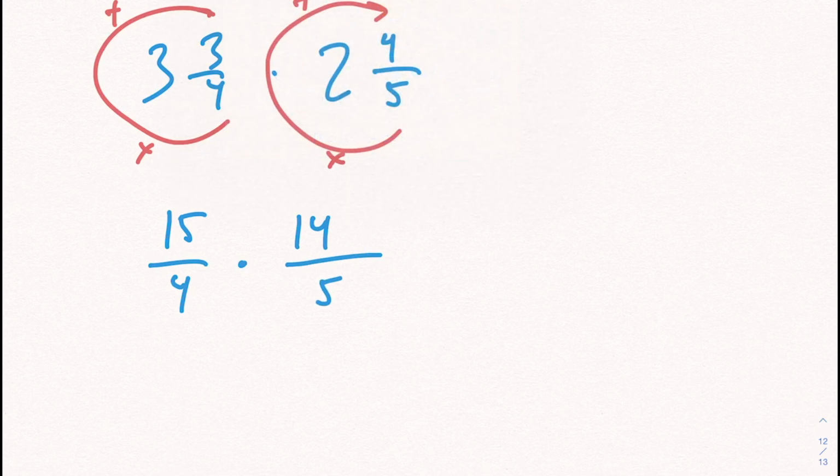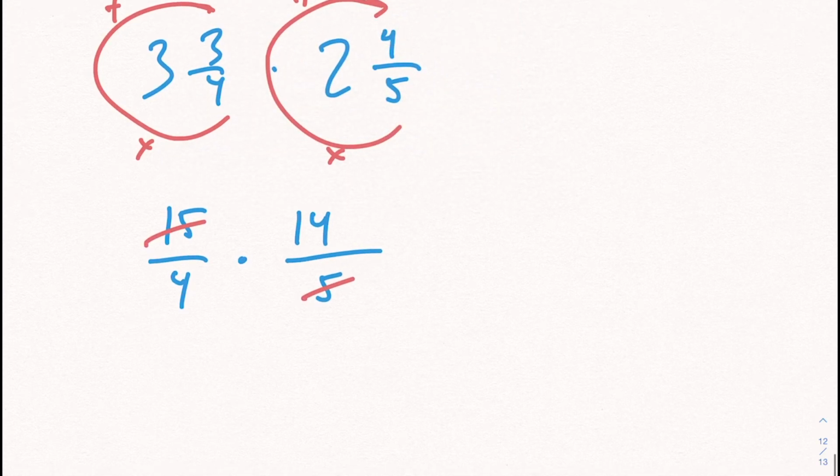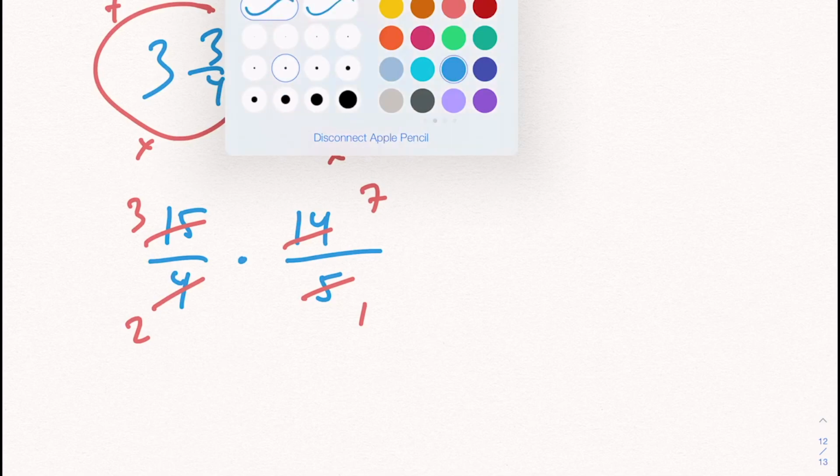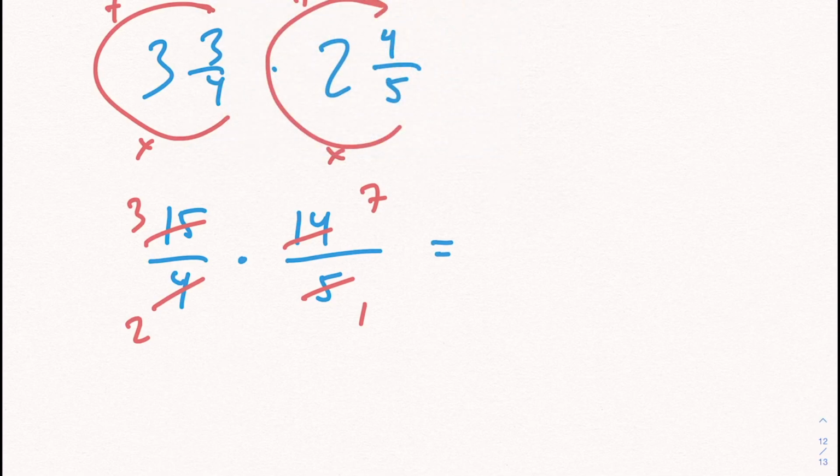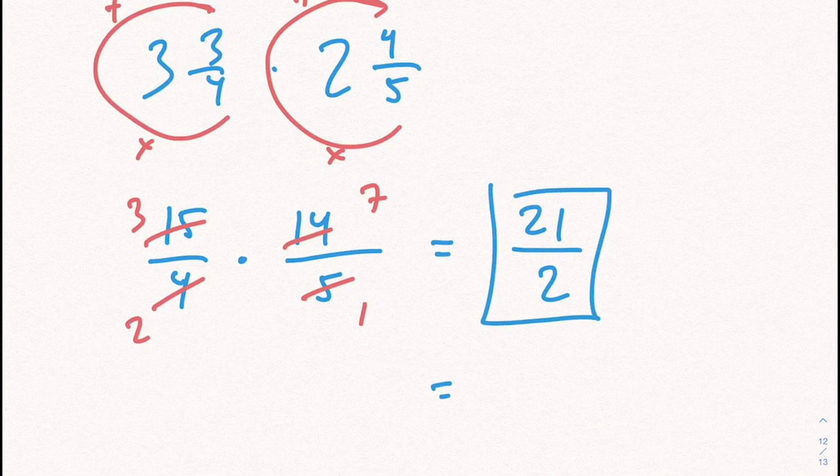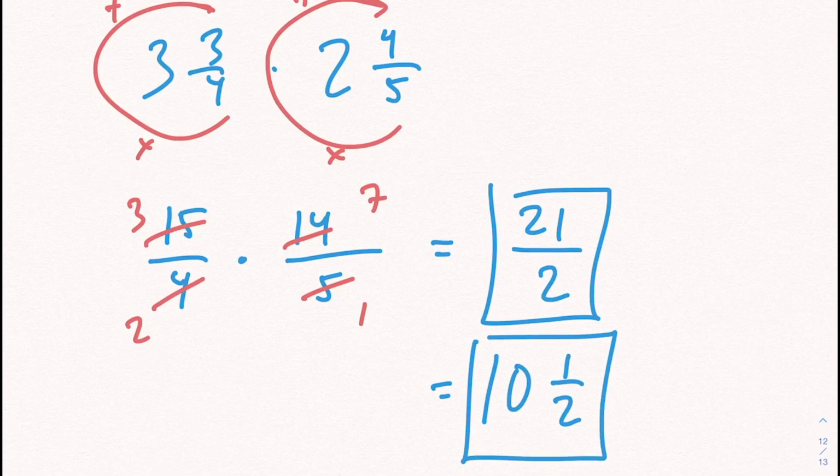I can reduce. Divide by 5, this is 1 and 3. Divide by 2, this is 2 and 7. Then I can multiply across what I have left over. 3 times 7 is 21, over 2. Again, an acceptable answer. Or you can change this to 10 and 1/2. And there you have it.